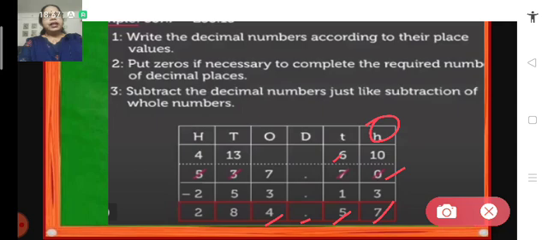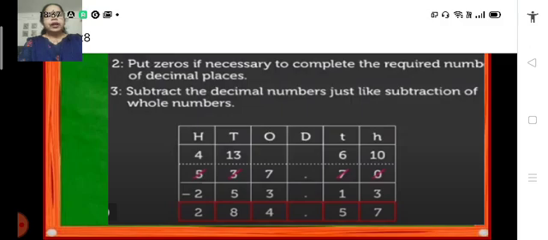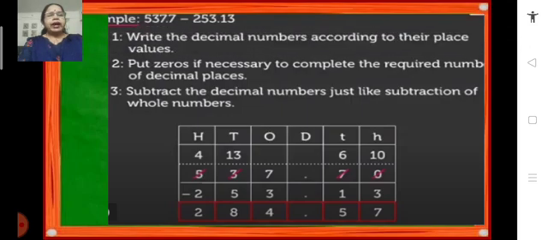Then in tens place we have 3. 5 cannot be subtracted from 3. We borrow 1 from hundreds and it becomes 13. So 13 minus 5 becomes 8, and here we move on to hundreds, and 4 minus 2 it becomes 2. So the answer we get is 284.57.